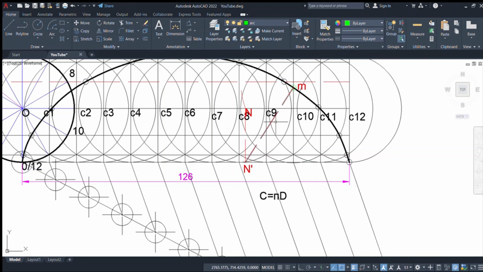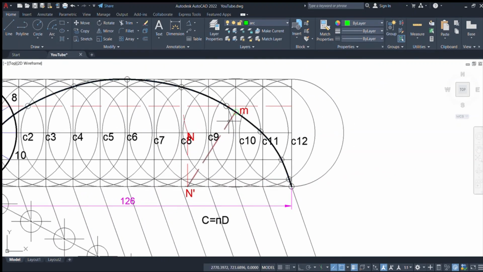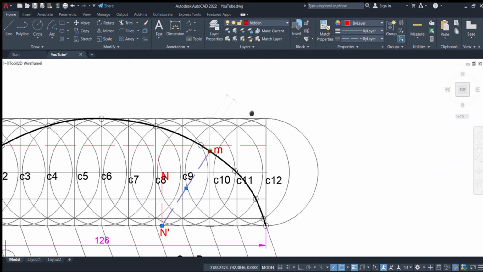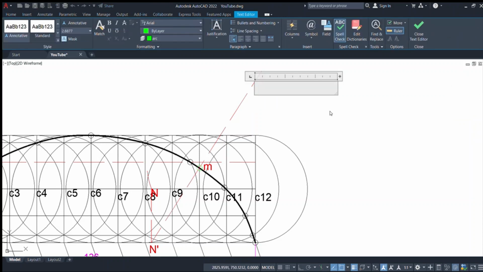Now this line N dash M, we can extend that line, make it a bit longer. So this line is what we call the normal. That's the normal.